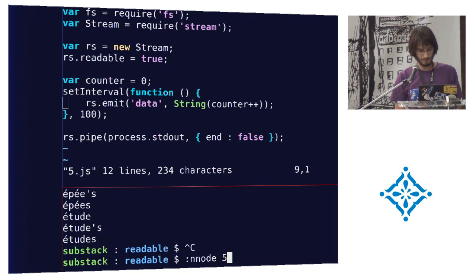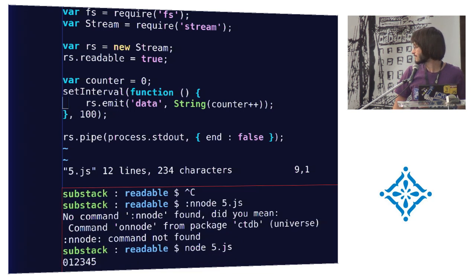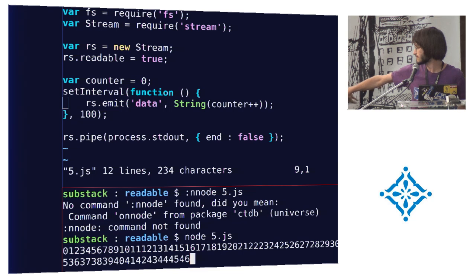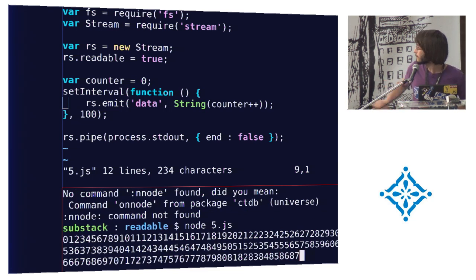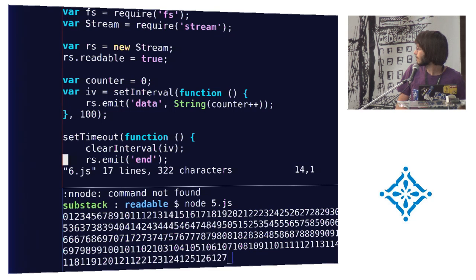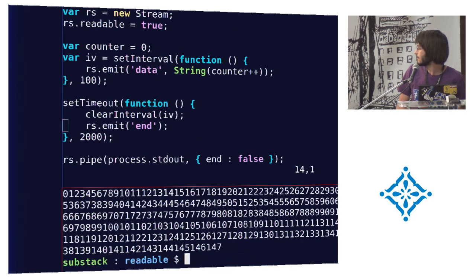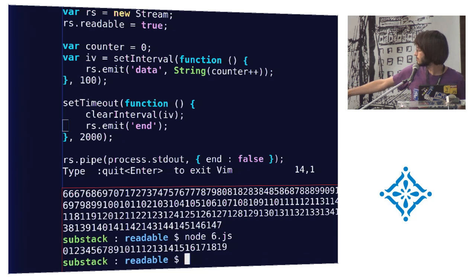So if we run that, cool. At the very bottom you can see this infinite stream of digits that's getting faster and faster because there are more digits in every number. But if we want to end that after 2 seconds, we can just emit an end event. So 1, 2, and it's done.